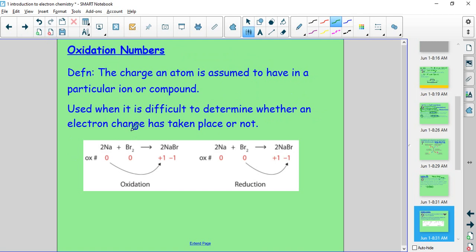Okay. In this case, here we have solid sodium, 0 charge, diatomic bromine, a 0 charge for oxidation numbers. Now, if we look at their new charges now as sodium bromide, well, sodium has a +1 charge and bromide has a -1 charge. So sodium has gone from a 0 charge to a +1. Okay, so that means, again, Leo the lion says grr.